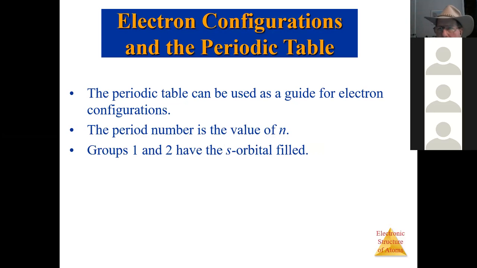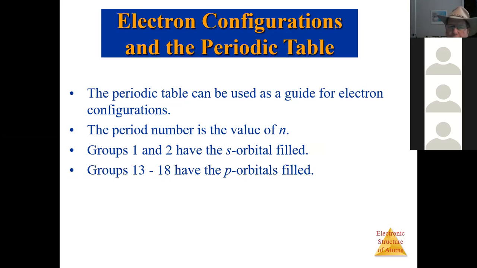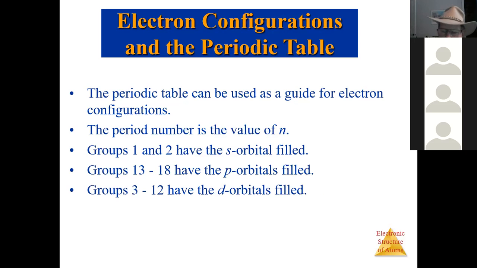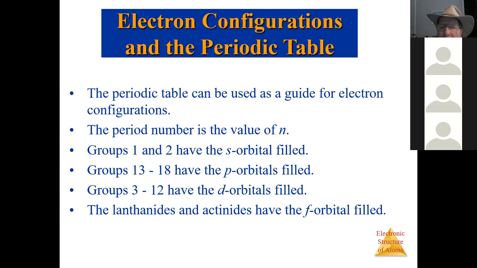If you look at a periodic table, the two columns on the far left are where the s orbitals are filled. If you look all the way to the right, the last 6 on the right side of the periodic table are where the p orbitals are filled. Those are groups 13 through 18. If you look in the center where the periodic table dips down, those transition metals are where you're going to find the d's. And the f's, the lanthanides and the actinides, are where the f orbital gets filled.